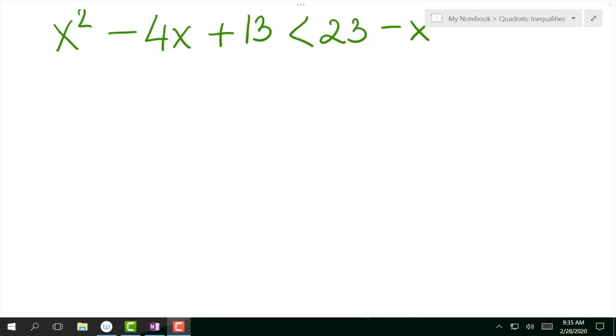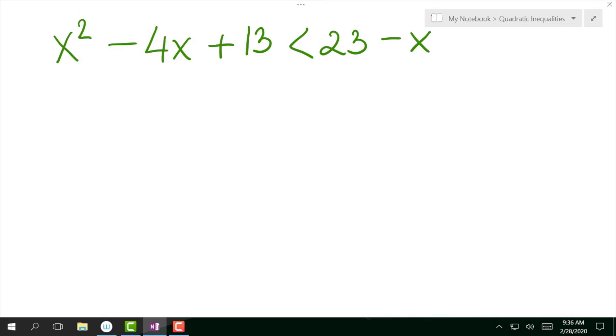This is Khan from Peer Tutoring, and today we're going to solve a quadratic inequality and graph it. The inequality today is x squared minus 4x plus 13 less than 23 minus x.